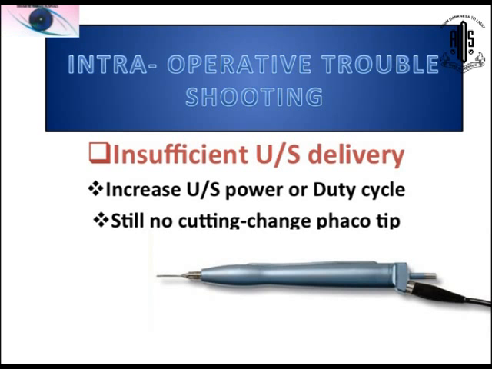Now we come to the intra-operative troubleshooting. I again say, we all know now all the words, the duty cycle, ultrasound power, etc. So I'm presuming that you know all those words properly. Insufficient ultrasound delivery: increase the ultrasound power or duty cycle. Still not cutting, change the phaco tip.